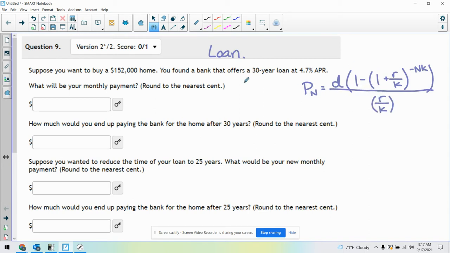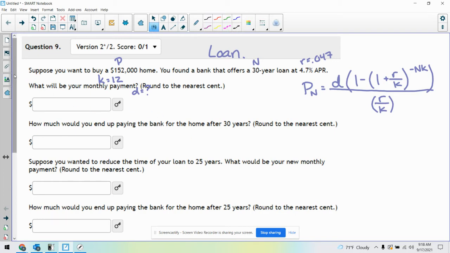Once I establish which formula I'm using, I'm going to go through the problem and pull out every variable I know. This is going to be my P, we'll just stick with P sub n. 30-year loan, that's going to be N. My R is going to be 0.047. We're making monthly payments, no mention of compounding, but since we're making monthly payments, K is going to be 12. And we're looking for D.